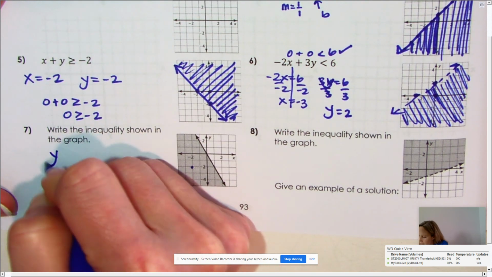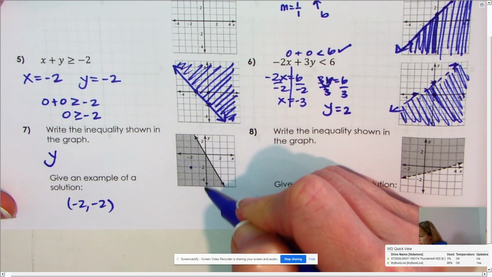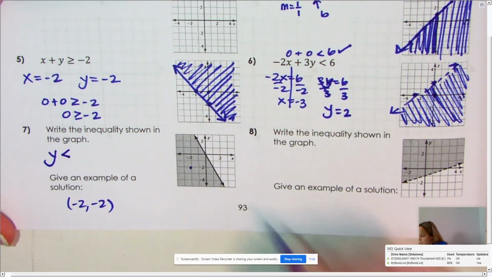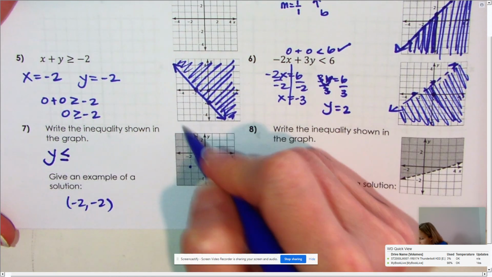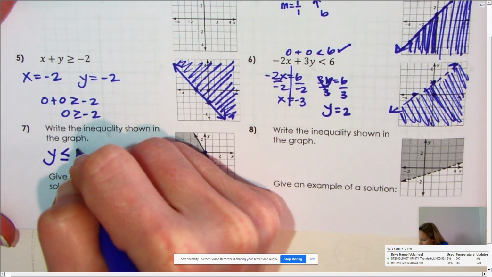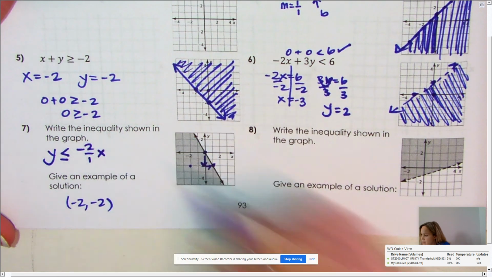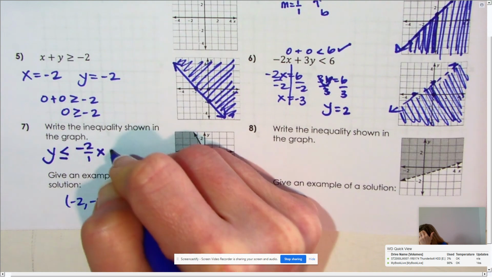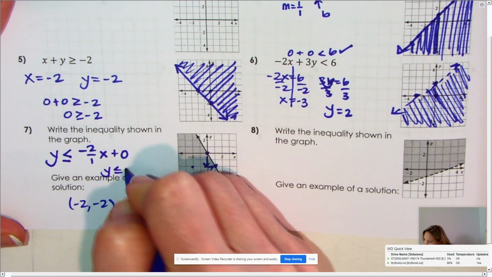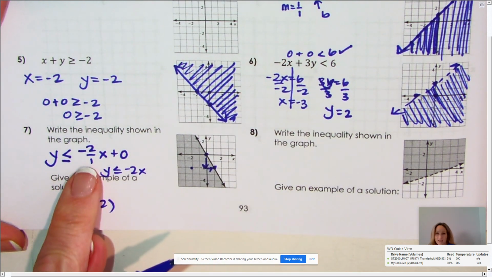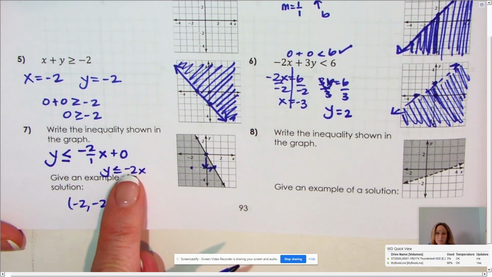So I'm gonna say y, and then is it greater than or less than? So I'm shading down from the line, so I know it's going to be a less than. The line is solid, so I know it's going to have the equal to. This line is going down, right? So down by 2 over by 1, x, and then the y-intercept was 0. So the best way to write this would be y is less than or equal to -2x. Okay, we don't have to write the divide by 1. We don't have to write the plus 0. So that would be the most simplified version of that.